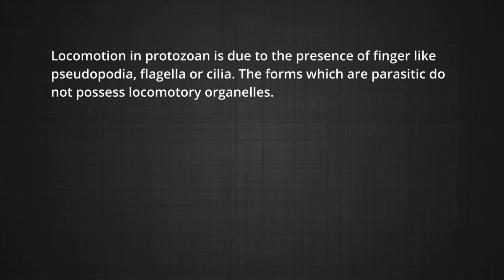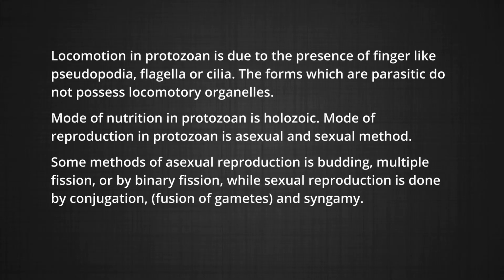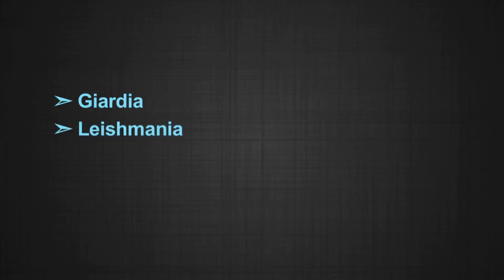Locomotion in protozoans is due to the presence of finger-like pseudopodia, flagella or cilia. The forms which are parasitic do not possess locomotory organelles. The mode of nutrition in protozoans is holozoic. The mode of reproduction in protozoans is by asexual and sexual methods. Some methods of asexual reproduction are budding, multiple fission or binary fission, while sexual reproduction is done by conjugation, fusion of gametes and syngamy. In some forms, during unfavorable environmental conditions, they form cysts which help in protection from desiccation. Examples of protozoans are Giardia, Leishmania and trypanosomes.